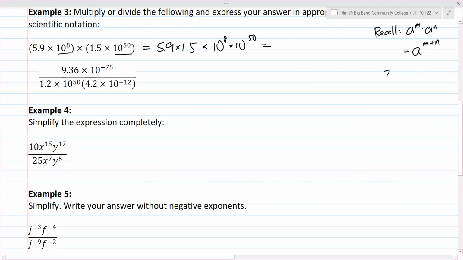Why does it work? Well, we can always prove it with numbers. 10 to the 2 times 10 to the 3, right? That equals to 10 to the 5. It makes sense because 10 to the 2 equals to 100, and then 10 to the 3 equals to 1,000. If you have 100 times 1,000, then you'll get 100,000. And that's exactly 10 to the 5.